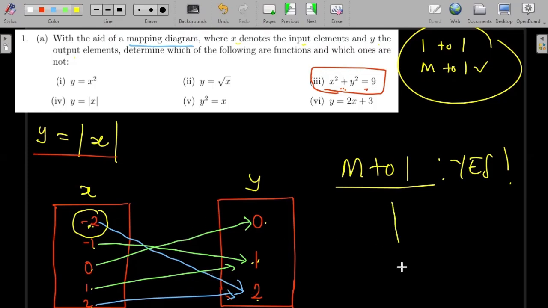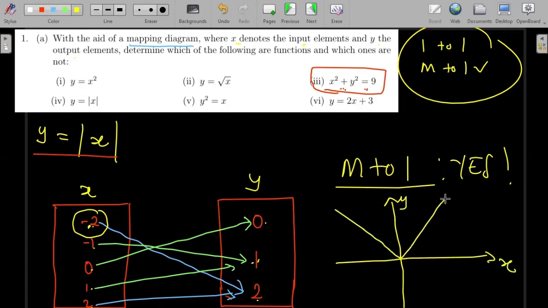When we draw that curve on the x-y plane, this is my y, this is my x, it will be a V on the origin like this. It will have a sharp turn on the origin. If you draw a vertical line anywhere, you see that this vertical line will be touching the graph only at one point. So this confirms that indeed this is a function.